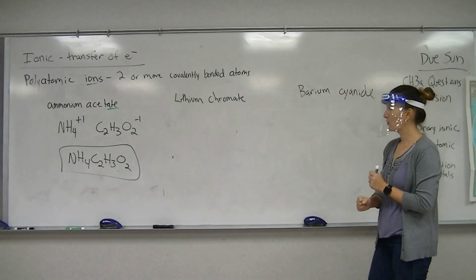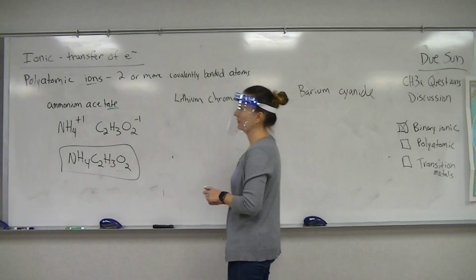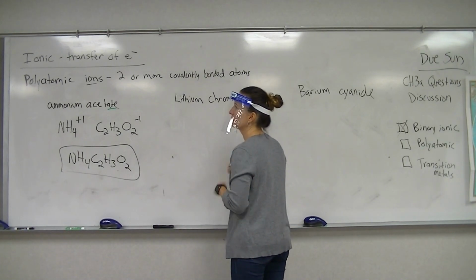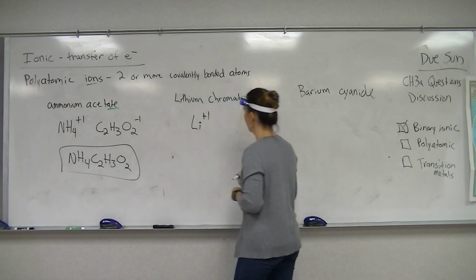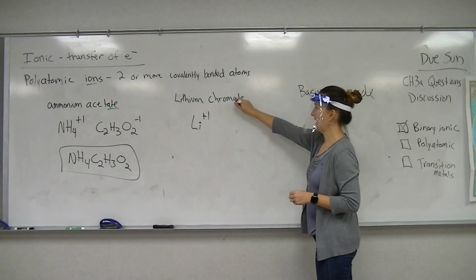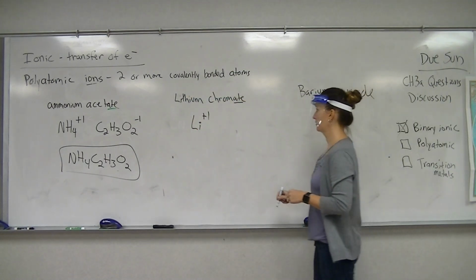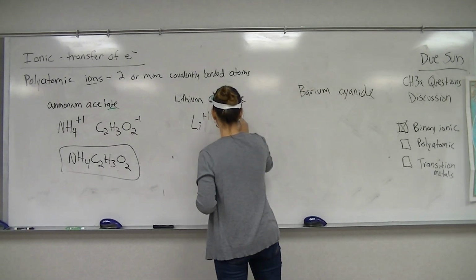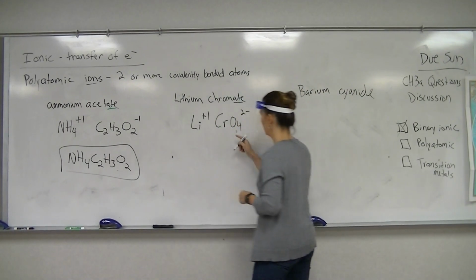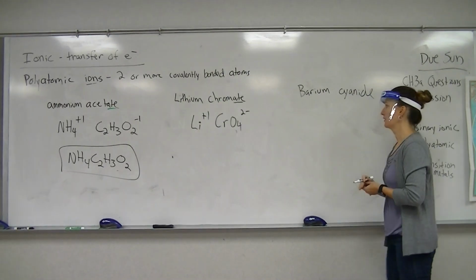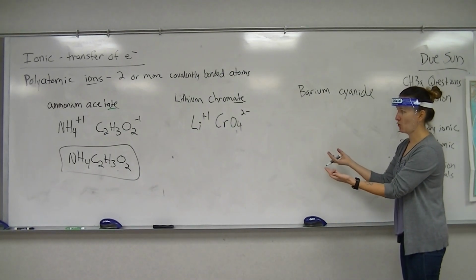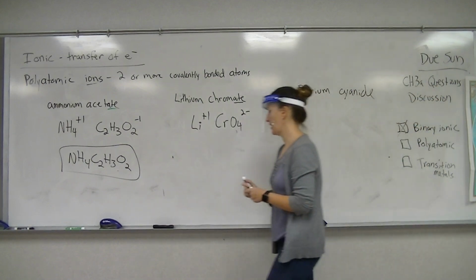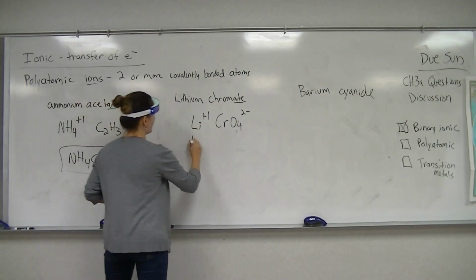All right, let's look at lithium chromate. So lithium, alkali metal, in group 1. Plus 1, so it's Li+1. And then chromate, that ATE tells me it's a polyatomic. CrO4 2-? Is that right? Okay. So do they balance how it is, or do we need to add more of one? Add more. So we add another lithium.